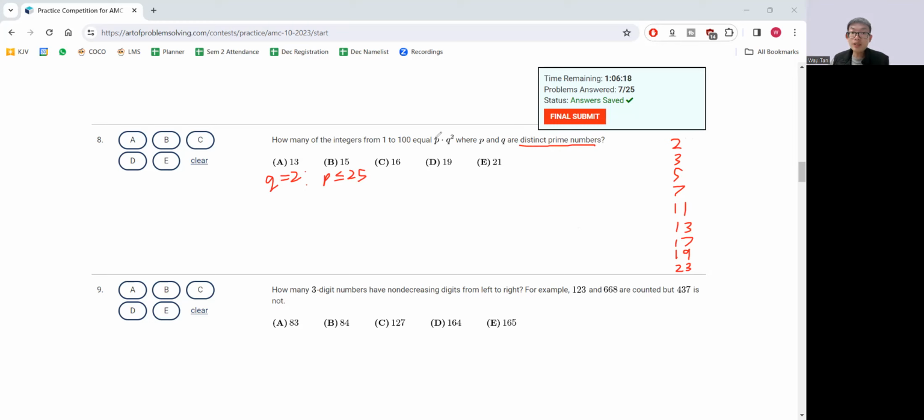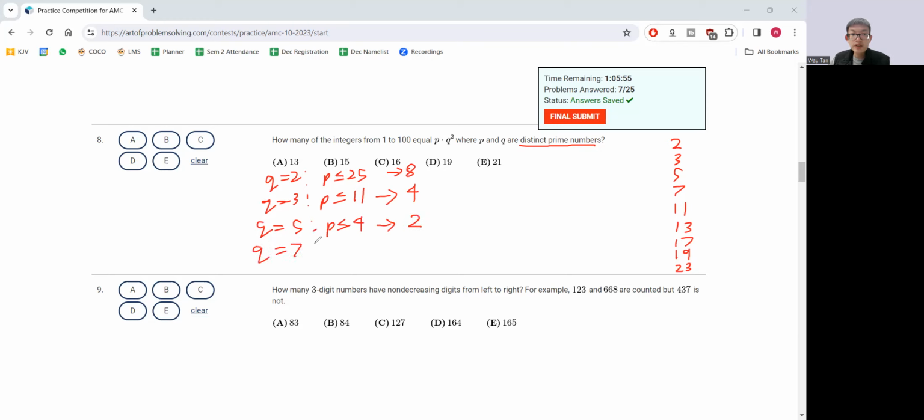So 2 squared, exclude 2, 3 to 23 means there are 8 possibilities. If q equals 3, it means I'm up to 11. So 2, 5, 7, and 11, 4 cases. q equals 5, 2 cases.